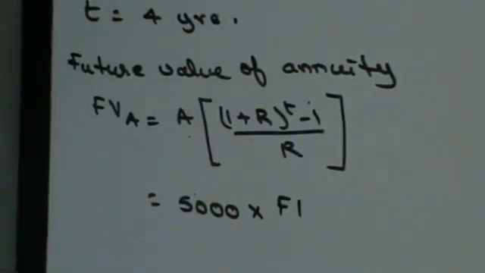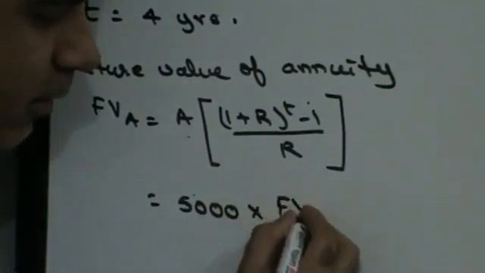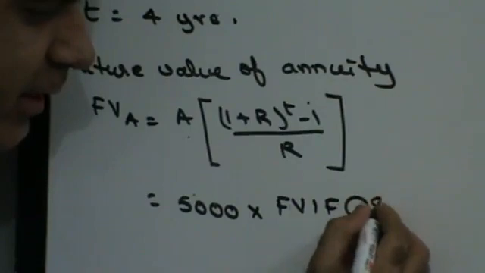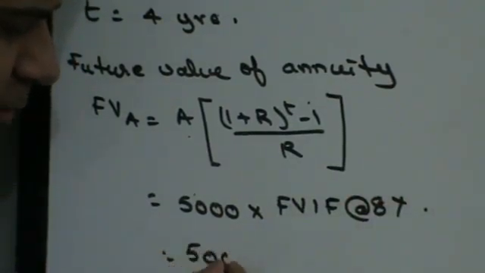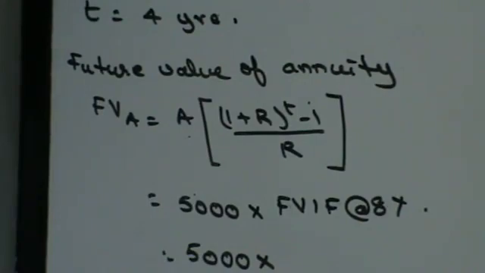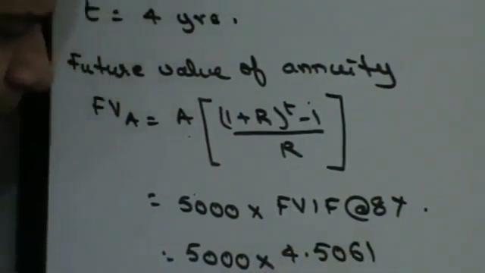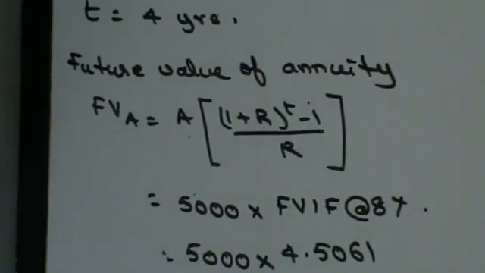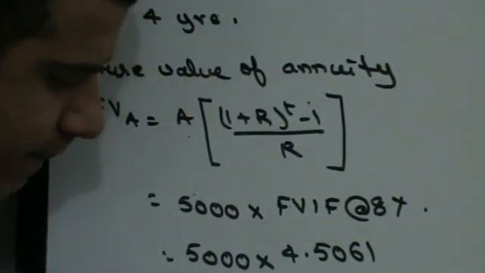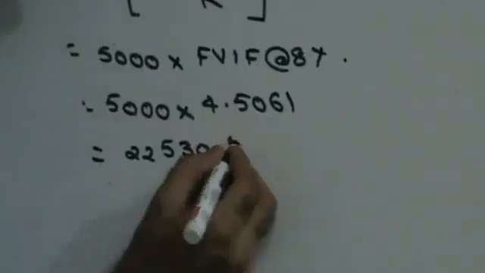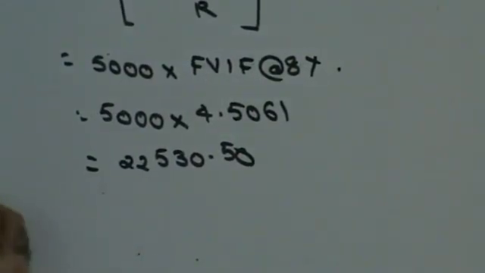This is nothing but future value interest factor. Future value interest factor at the rate of 8%. So 5,000 into future value interest factor at the rate of 8%, 8% for 4 years is 4.5061. So when you multiply this, this will give you 22,530.50. So at the end of 4 years, if you deposit 5,000 every year for 4 years at 8%, at the end of 4 years, this is what you should get.